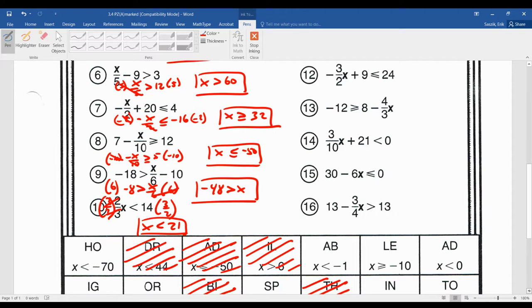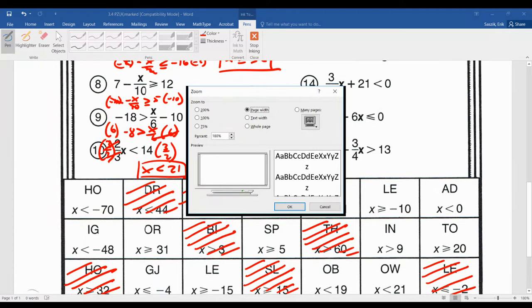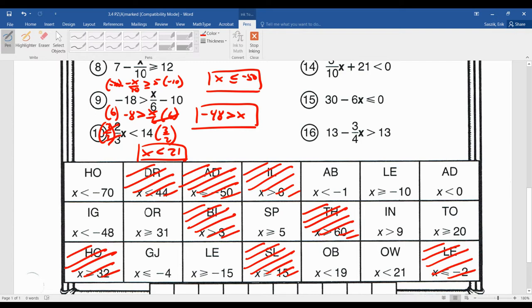Okay. Seeing that we're real low, let's do these low ones. X is less than or equal to -50. Oh, wait, I'm looking at the wrong one. I already did that. X is less than -48. This will come back. It's right here. And then we have less than 21 right there.